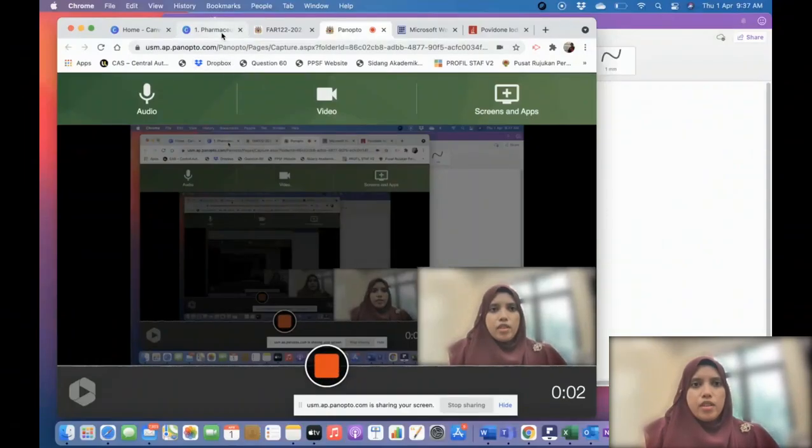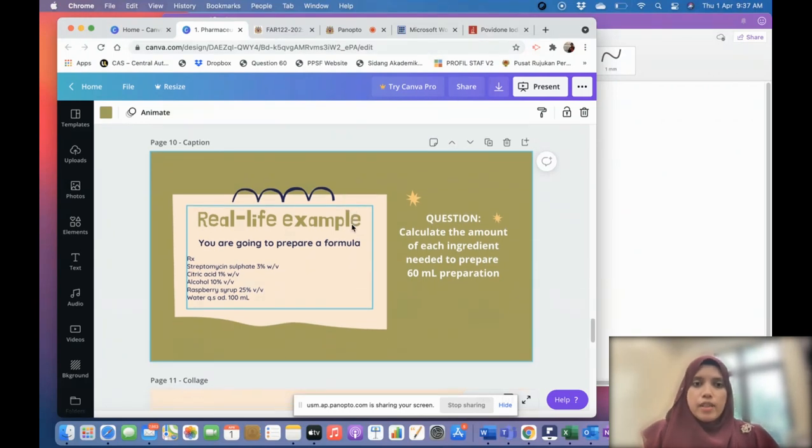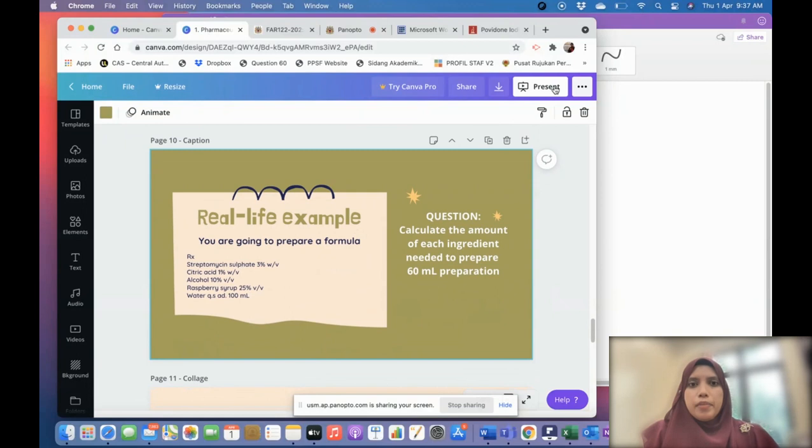Okay, I will show you how to address this particular formula, especially as an example for how to calculate each ingredient needed in a formulation. So let me use this.